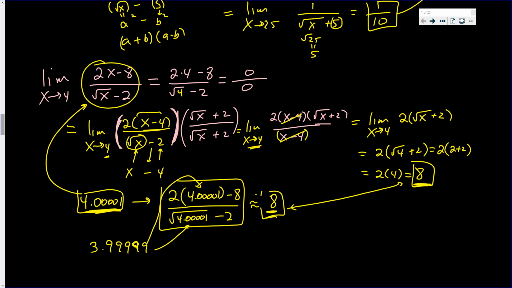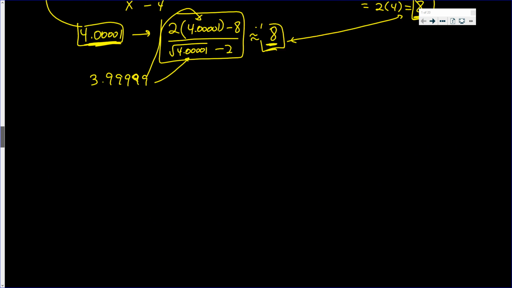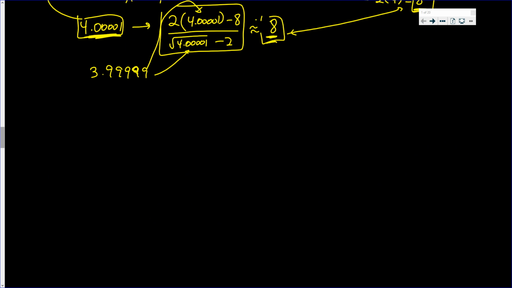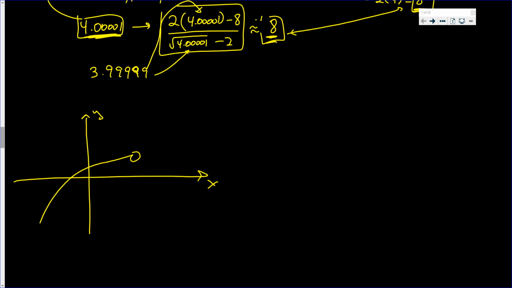Okay. Let's talk a little bit more. Suppose you have this graph. This is the y-axis. That's the x-axis. And the graph goes like this. This is x equal 4 right here. Here it's 1, 2, and then 3.